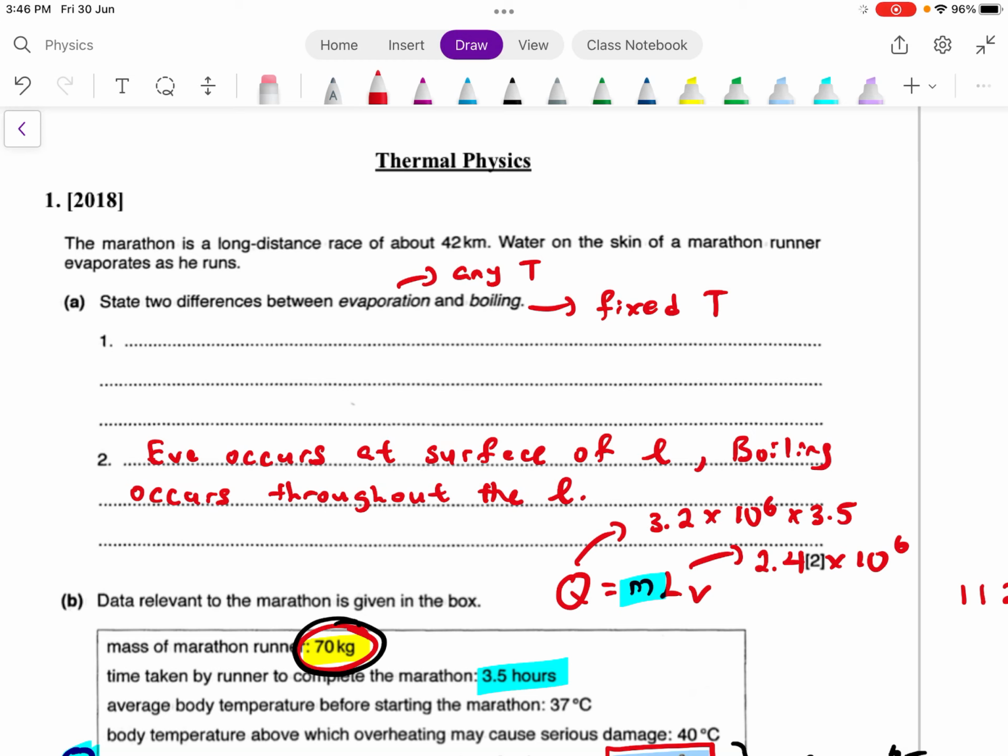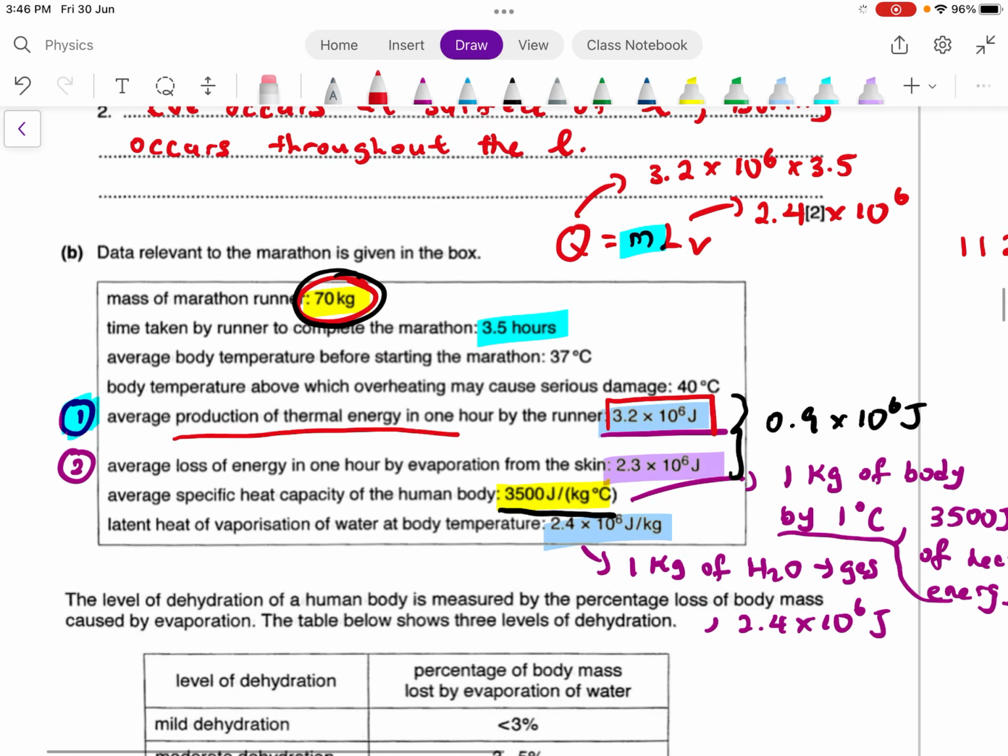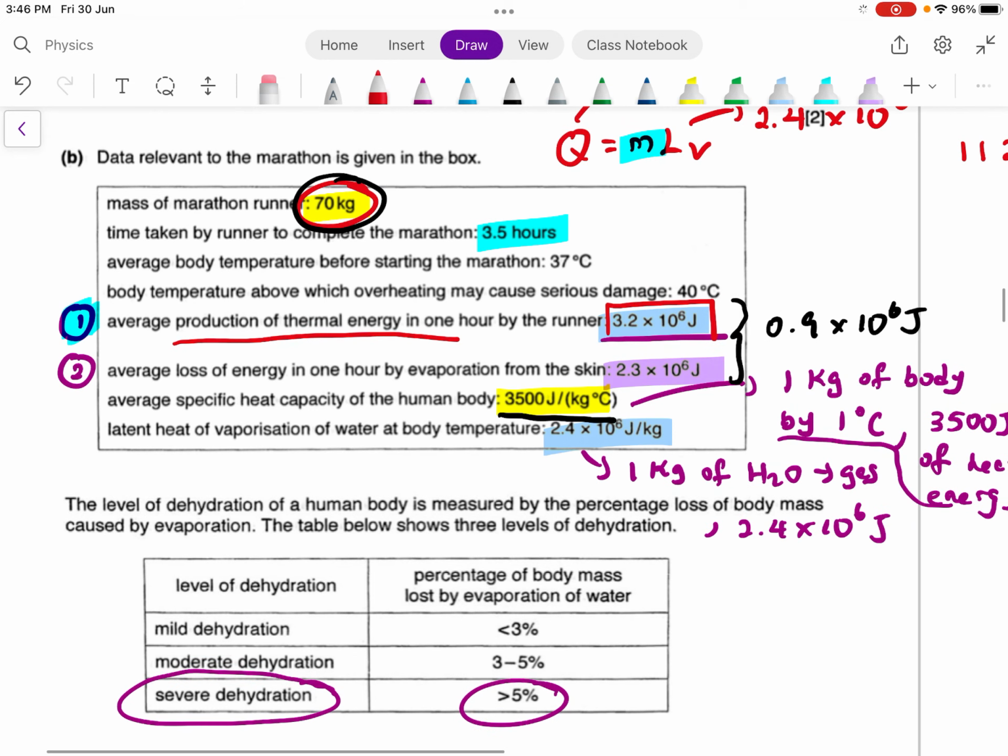The first difference is that evaporation occurs at any temperature, while boiling occurs at only a fixed temperature. Number two is that evaporation occurs only at the surface of the liquid, whereas boiling occurs throughout the liquid. Okay, for part B, data relevant to the marathon is given. So we are given some data.